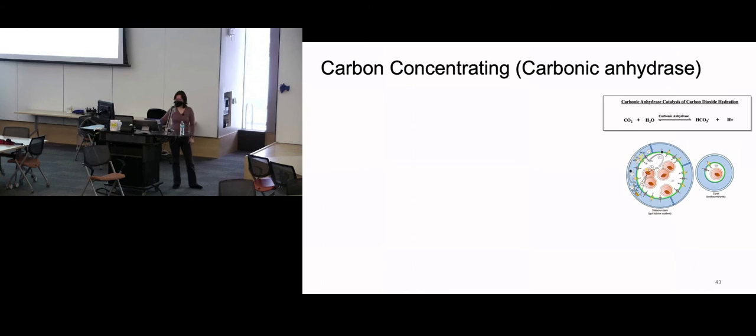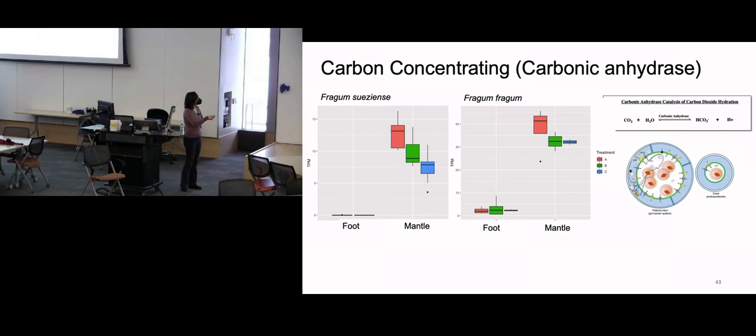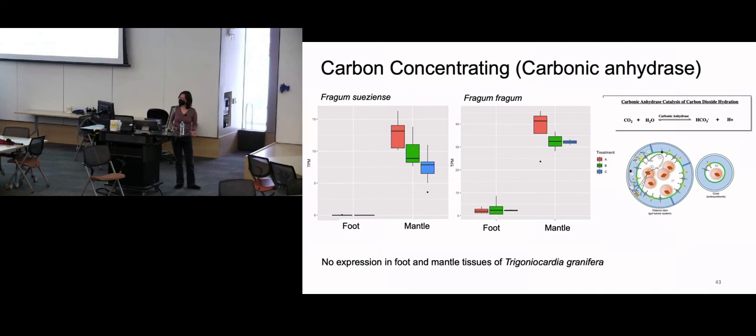So what do we see in our group? Again, for CA, you see these nice gradients for both symbiotic species: in their mantle tissue, where the symbionts live, they follow the light and the dark side of the force. And in the foot, they're either lowly expressed or not expressed at all. We also looked at our non-symbiotic species, and we cannot detect expression of this gene in either the foot or mantle tissues. So again, this is an independent line of evidence saying that this known mechanism also exists in our bivalve systems, where it's potentially used as a carbon concentrating mechanism to assist photosynthesis in the algae.